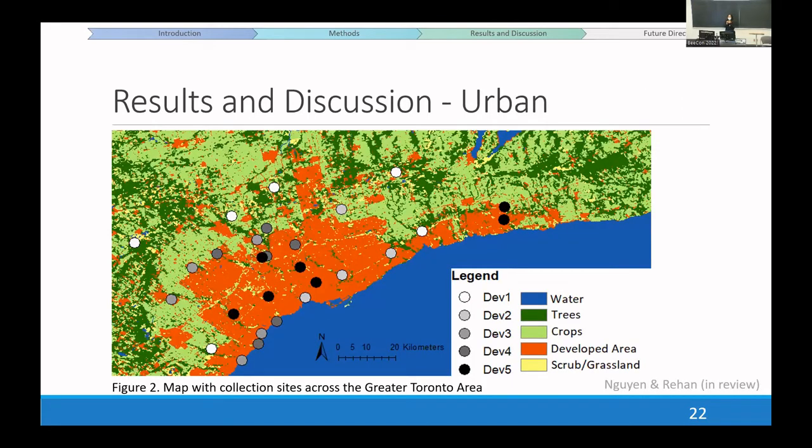Moving on to our study of the microbiome across an urbanization gradient in Toronto. This is the map of our collection sites from Toronto, with each circle representing a collection site. A lighter color such as white indicates a lower level of land use development, which we call Dev 1, ranging to Dev 5, which indicates an increased amount of impervious surface or land use development.